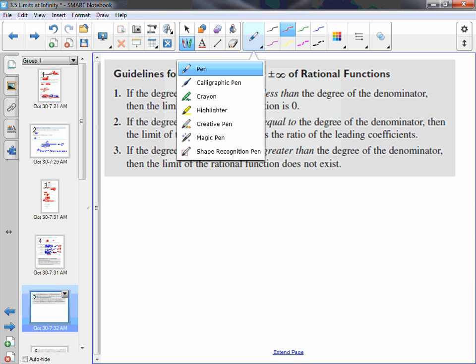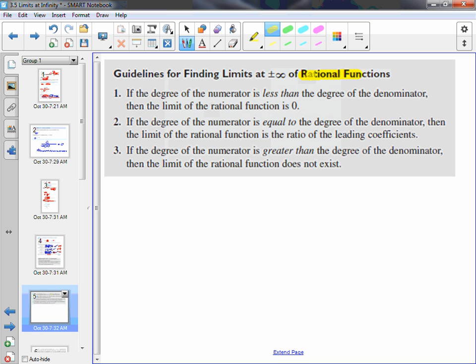Notice, and I haven't actually said the word here, I should have, rational functions. These three guidelines work for rational functions when you're finding the limit as x approaches infinity or negative infinity. Okay? So, do these guidelines work for trig functions? No. Square root functions? No. Logarithmic functions? No. Exponential functions? No. Rational functions? Yes. I came close to saying no.